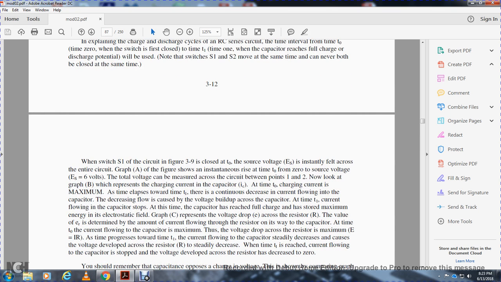The current flow with the capacitor decreases with the voltage buildup over the capacitor. At time 1, the current flowing to the capacitor stops, as the capacitor has reached full charge and has stored maximum energy in its electrostatic field.